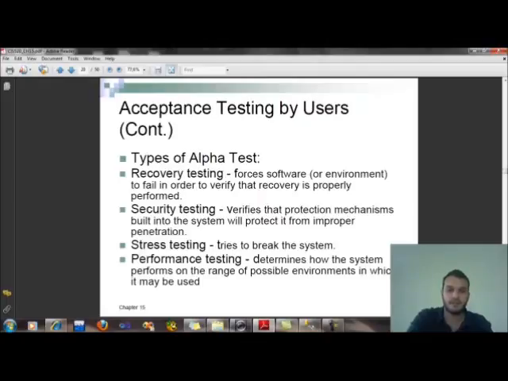And types of alpha tests. Recovery testing forces the software or environment to fail in order to verify that recovery is properly performed. What's security testing? It verifies that protection mechanisms built into the system will protect it from improper penetration. Stress testing tries to break the system, and performance testing determines how the system performs on the range of possible environments in which it may be used.